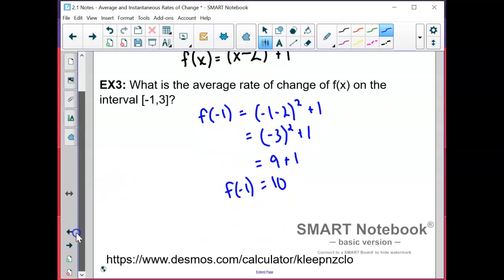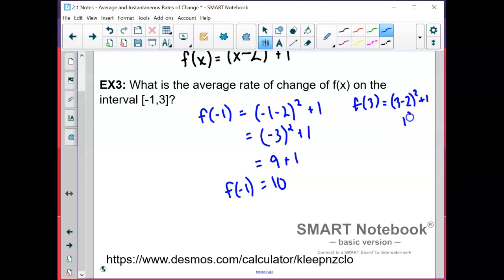Then we also need to find f of 3. If we find f of 3, that gives us 3 minus 2 squared plus 1, which is 1 squared plus 1. So we're going to get 2. So we have the point -1, 10 on the graph. We also have the point 3, 2 on the graph.